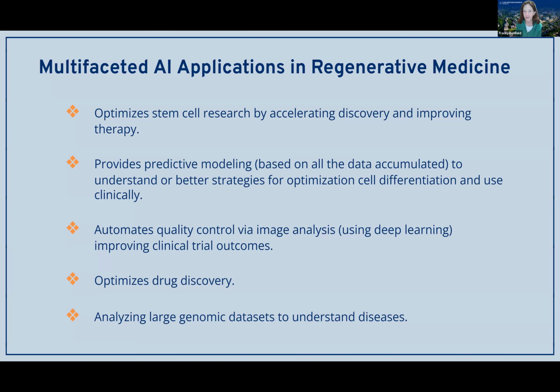We can use it for optimizing stem cell research by accelerating discovery and improving therapies. We can provide predictive modeling, so we can use it to help us predict the direction of our research so that we save time and energy. We can also use it for optimization of cell differentiation and uses of it clinically. We can automate quality control via image analysis using what we call deep learning, which can improve clinical outcomes. The quality control is essential for the translational piece, right? We have to make sure that the quality of the products that we're pushing forward are going to be translatable and safe for patients. We can also use this to optimize drug discovery and analyze large genomic data sets to understand diseases.